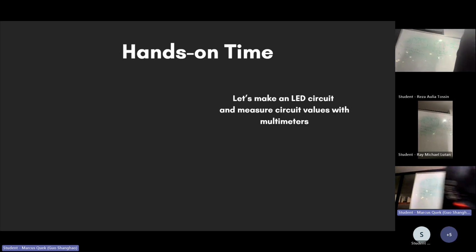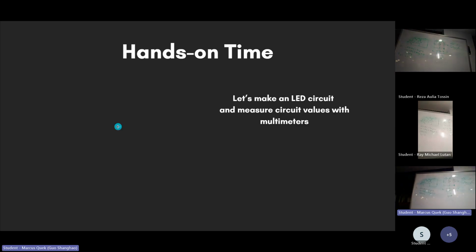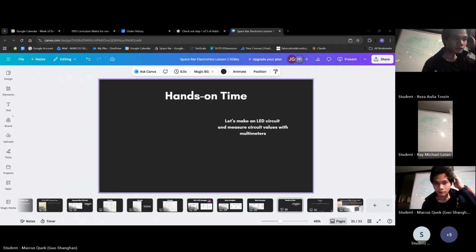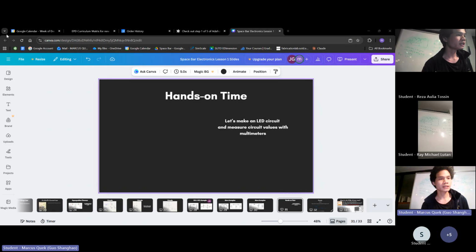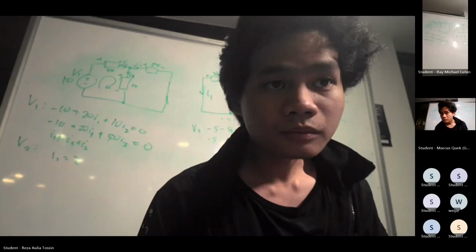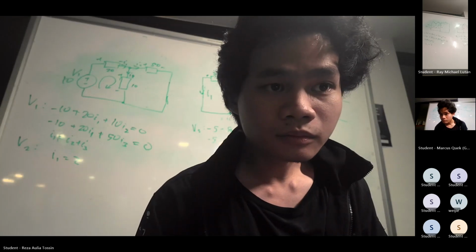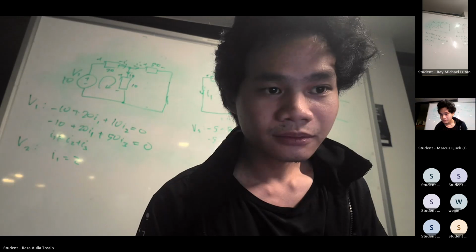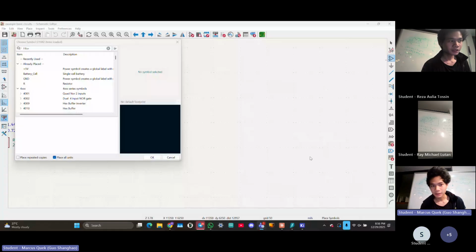Where is my mouse? My mouse is on the other screen. Here's the software which I use for PCB design. Where the hell is my KiCad? Is it not shareable? Okay, I'll just share my whole screen.